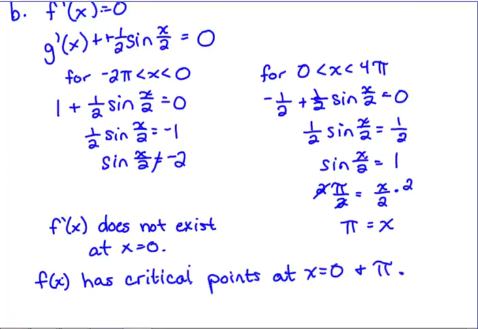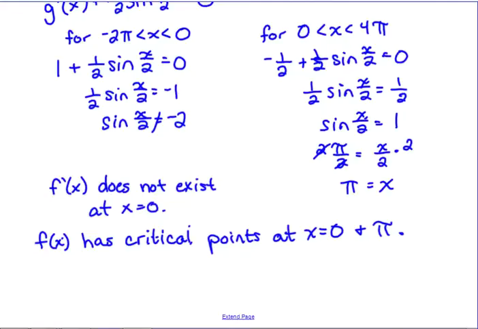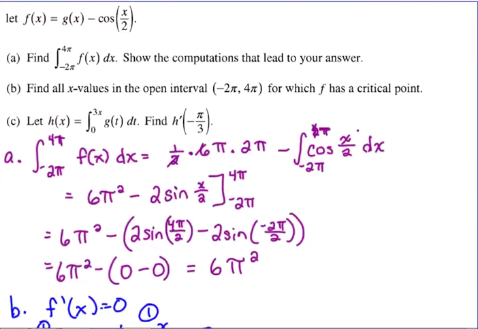So you get 1 point for the derivative of the cosine of x over 2. You get 1 point for the g prime of x. You get 1 point for the x equals 0 answer, and you get 1 point for the pi answer. So a big chunk there. All right, last part, part C.